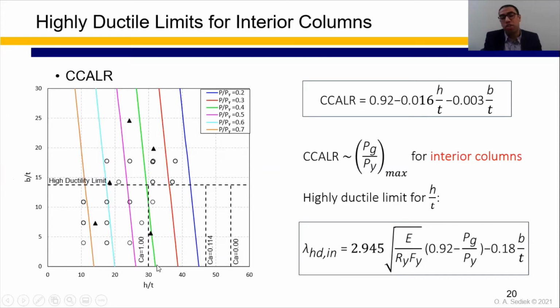So an engineer will enter this graph with H over T, B over T, and then hit with the axial capacity, or the initial axial capacity, of the HSS column. Then we used this expression to propose a new highly ductile limit for H over T, and as we can see here, it's in the same format as the current highly ductile limits in the AISC provisions, so it can be adopted in the future provisions.